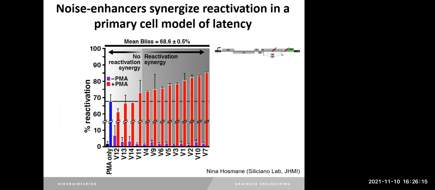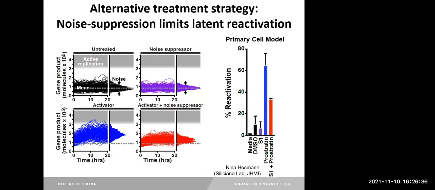We also did some optimization. We did dose responses of the noise enhancers to show that we get further reactivation. We did combinations of 2 activators with the noise enhancer or 2 noise enhancers with an activator, and we showed that all these different cocktails can further destabilize latency. But what about the opposite strategy?